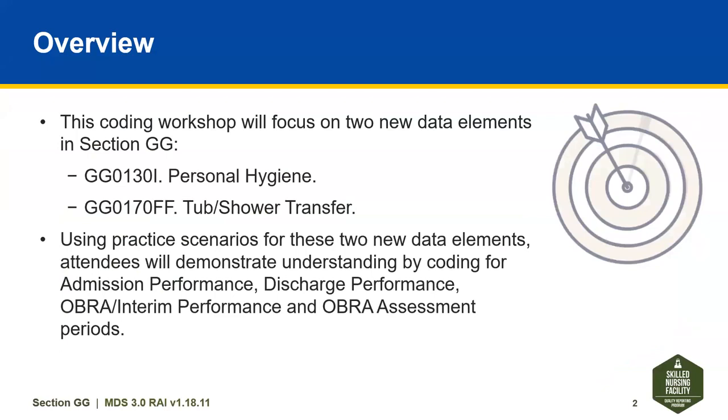I'm going to focus on two new data elements in Section GG. Those would be GG0130I Personal Hygiene and GG0130J Tub Shower Transfer. I will be presenting practice scenarios for these two new data elements to facilitate understanding of coding for admission performance, discharge performance, OBRA Interim Performance, and OBRA assessment periods.